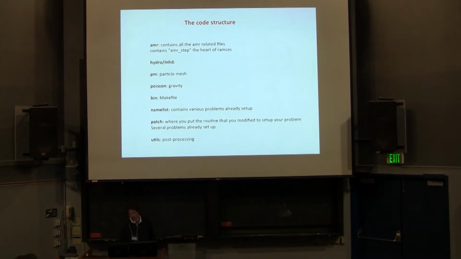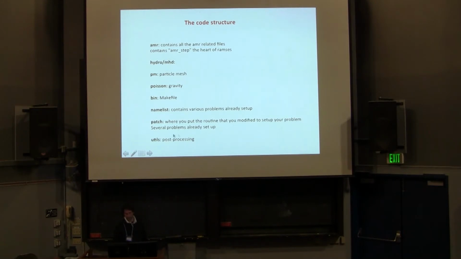Then you have Poisson, which essentially solves gravity on the mesh. Bin, which contains the Makefile and the sources. Namelist, something very useful for you. It contains various problems which are already set up. So to start doing your first runs with RAMSES, you probably go in the namelist directory and select one of them. I will describe them later. Then you start launching RAMSES with the namelist and you start modifying the namelist to make sure you understand exactly what you are doing and how you read the data and so on.